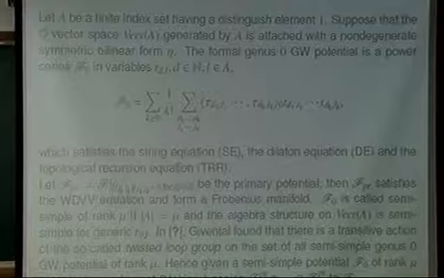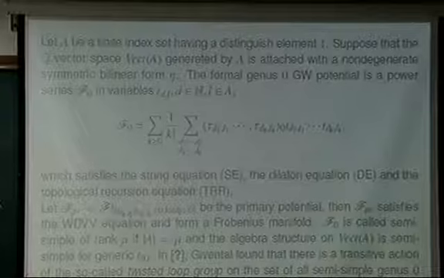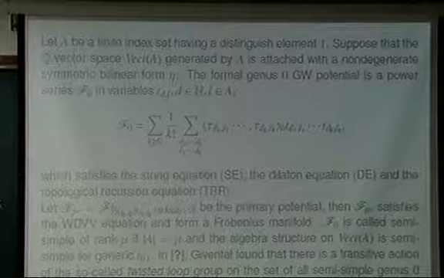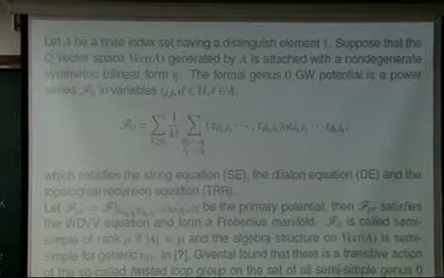So Givental's formal theory can be described in this way. Let A be a finite index set having a distinguished element 1. So this is the state space. Suppose the Q vector space generated by A is attached with a non-degenerate symmetric bilinear form eta. The formal genus 0 GW potential is a power series F0 in variables T, D, L.